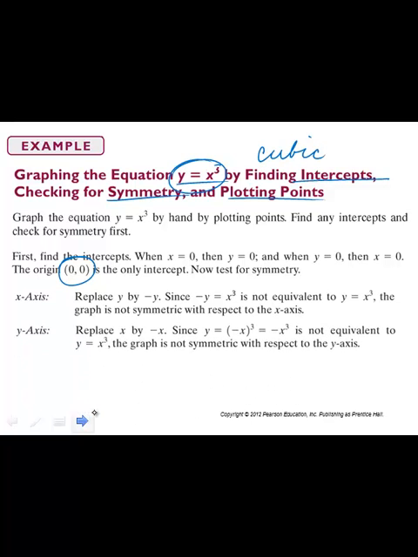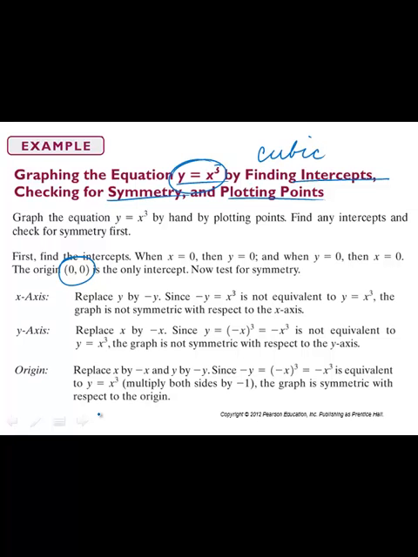To test for symmetry with respect to the y-axis, replace x by negative x. And when you do, you get negative x cubed, which is negative of x cubed, and y equals negative x cubed is not the same as y equals x cubed. So we see that this graph is not symmetric with respect to the y-axis.